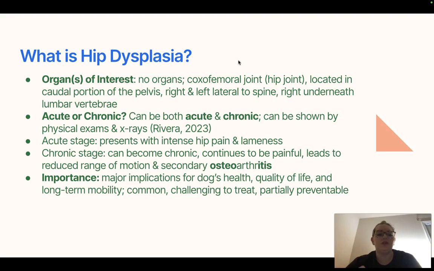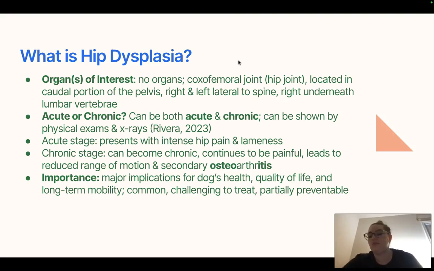And is it acute or chronic? It can actually be both acute and chronic. And it's usually shown by physical exams and x-rays. In the acute stage, it will present itself with intense hip pain and lameness. And in the chronic stage, it can become chronic after it's acute. But it will continue to be painful, and it leads to reduced range of motion and secondary osteoarthritis.